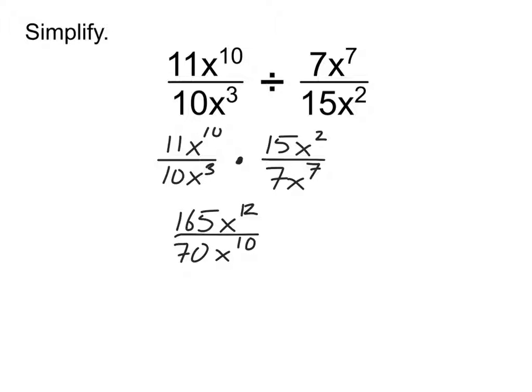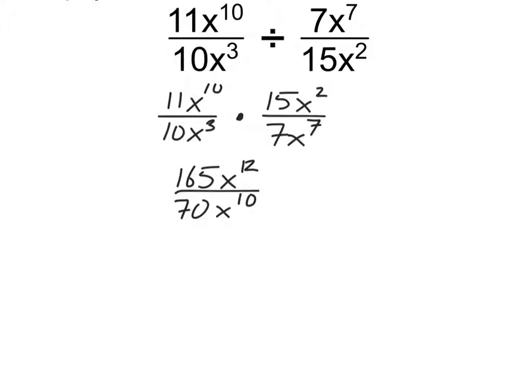And so we multiply and we end up with this fraction, 165x to the 12th over 70x to the 10th. And we then need to simplify that. Now looking at the top and bottom at the numbers, 165 and 70, looks like I could divide them both by 5. So I'll start there. If I divide 165 by 5, it's probably calculator time on that one. That ends up giving us 33. 70 divided by 5, that'll give us 14.